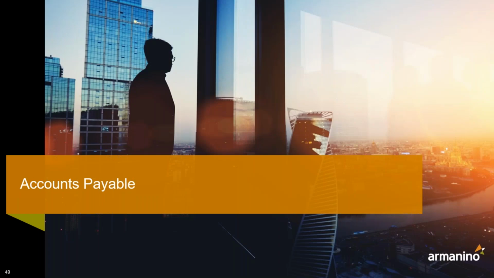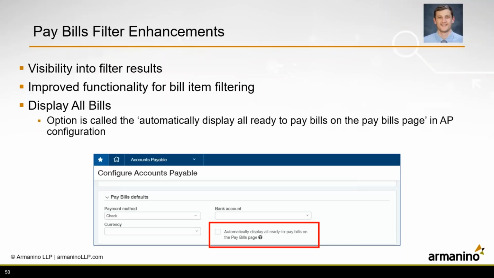Accounts payable. All right, AP. First thing we're going to touch on in AP is the enhancements to the pay bills filter, the filters that exist within that screen. There are three new major enhancements here. The first is visibility into your filter results. This is a new insight you might notice for how many bills fit your applied criteria and how many are going to appear on the page.